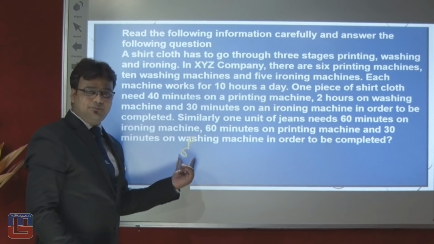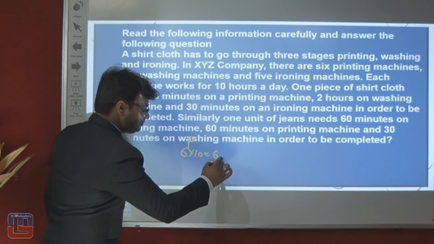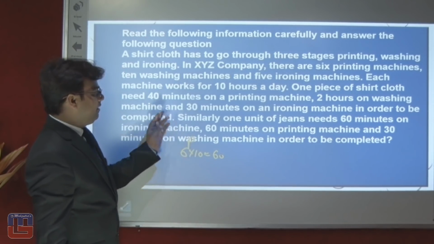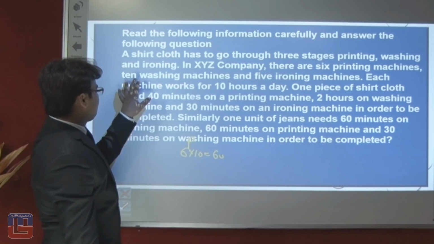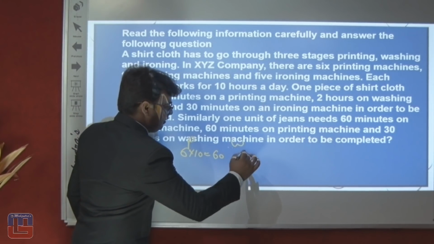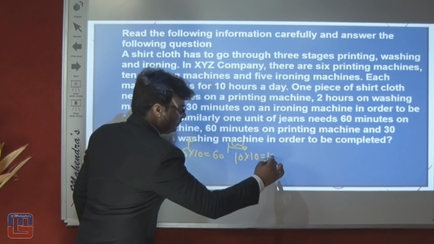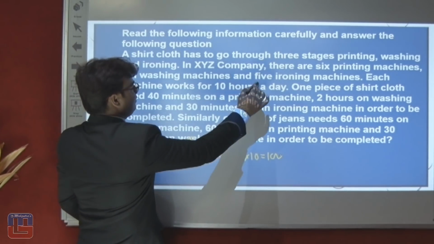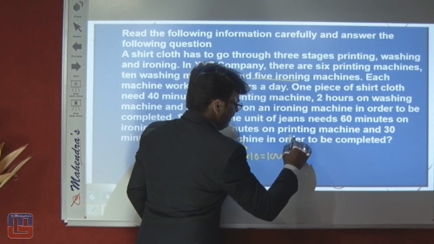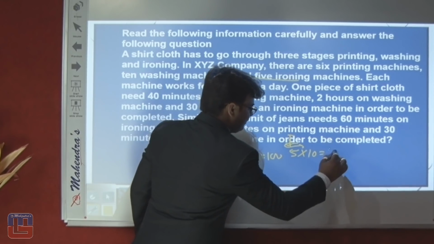Each machine prints 10 hours. That means how much total working time? 60. And then 10 washing machines, each working 10 hours. That means 100 hours total. And 5 ironing machines, each working 10 hours. That means 50 hours.